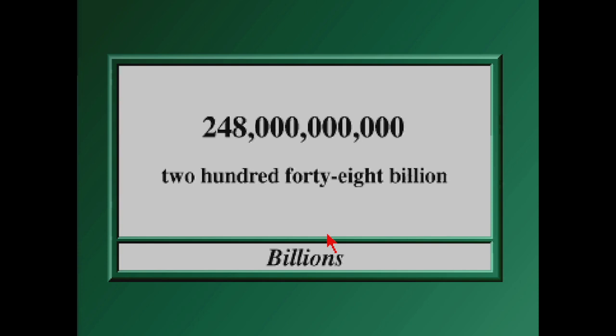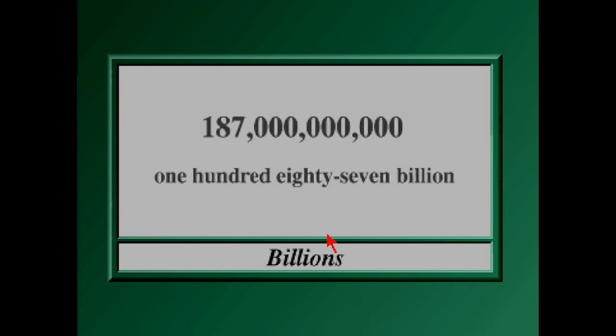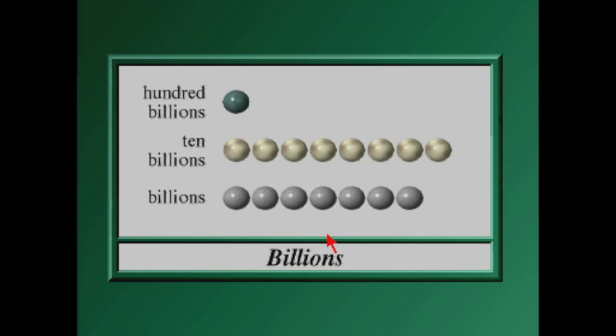248,000,000,000 is read as 248 billion. It has 200 billions, 4 ten billions, and 8 billions. 187,000,000,000 is read as 187 billion. It has 100 billions, 8 ten billions, and 7 billions.